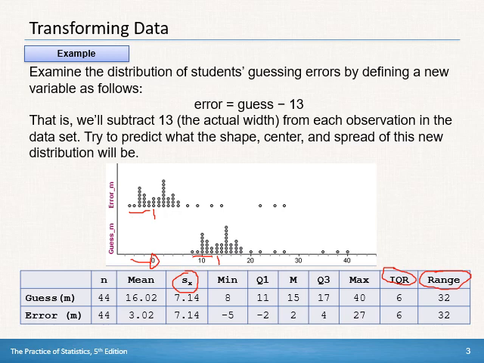But notice the measures of location. So like the minimum, the maximum, Q1, Q3, the median, and the mean, all of those measures of center and position did change, and they indeed changed by exactly 13.